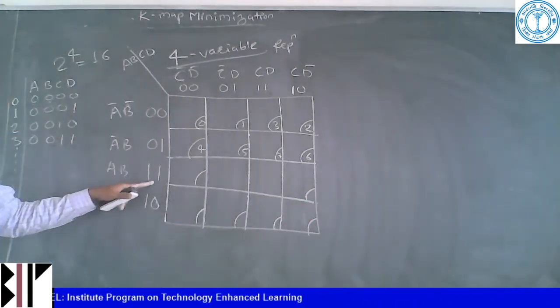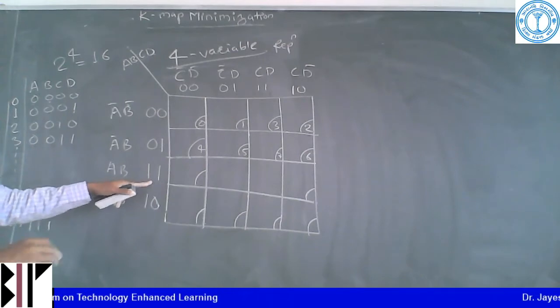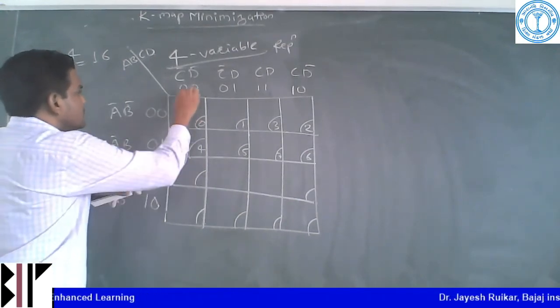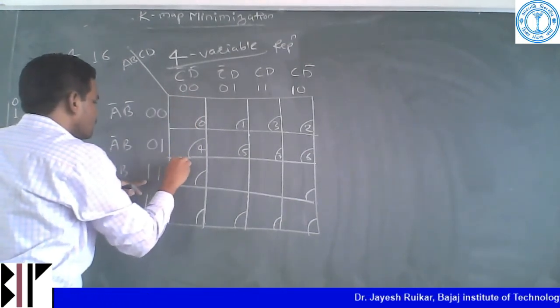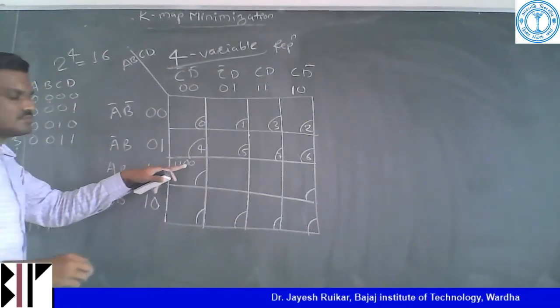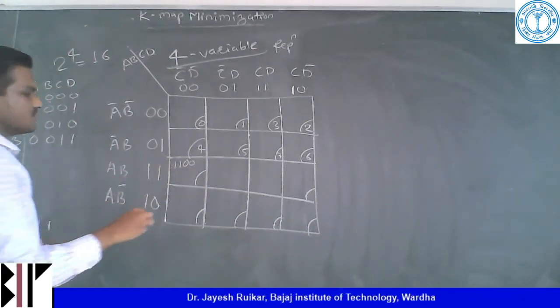Now remember, here a state change is there. So just remain here: 1 1 0 0. What is this 1 1 0 0? This is your 12.